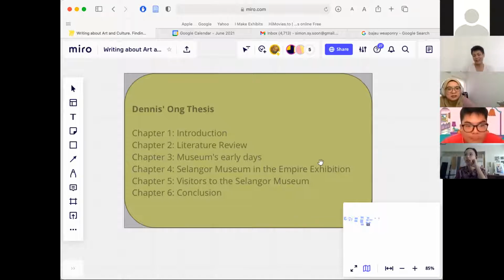Why are we going to the UK again? I thought you said links in Malaya, right? How did Selangor Museum participate? Did they send artifacts to the UK? I think yes, but I haven't found the materials yet. I think what we're trying to understand is why you include Selangor Museum in the Empire Exhibition. Why is this an important starting point for your thesis?